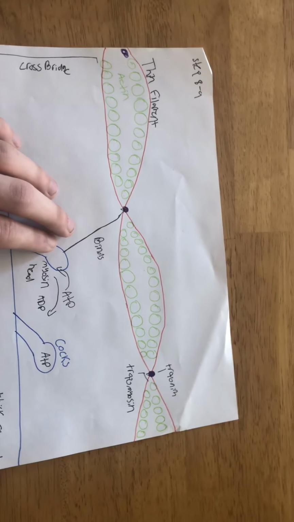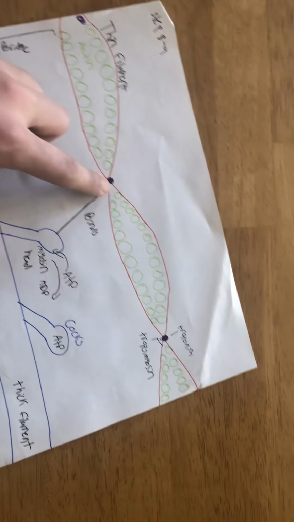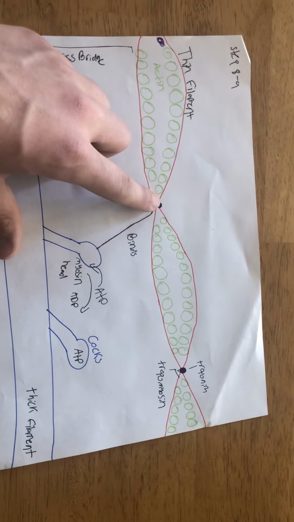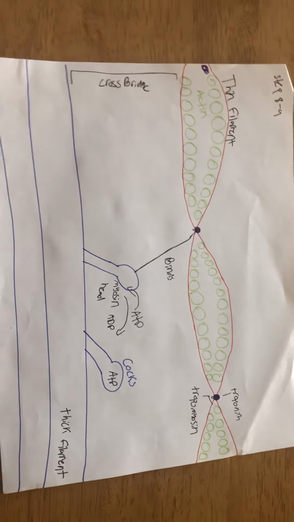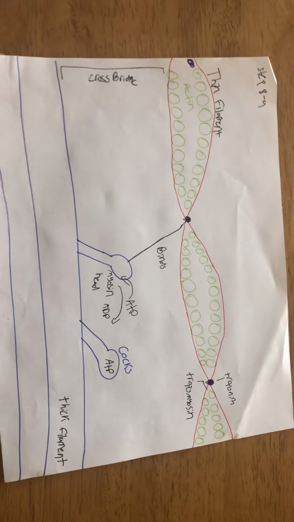And step 9 is when the myosin head right here is going to bind up here onto the actin, and this is going to make a cross bridge. And the cross bridge is basically just the connection between the actin and the thick filament down here.